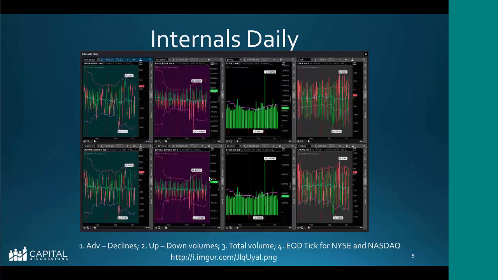I also look at internals every single day. This is one of the charts that I keep up on my screen all the time. What you're looking at here is just 15-minute bars, advancers minus decliners. That's all this is. This should be 0 in a neutral market.